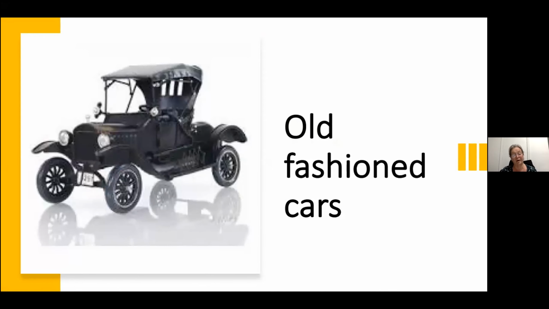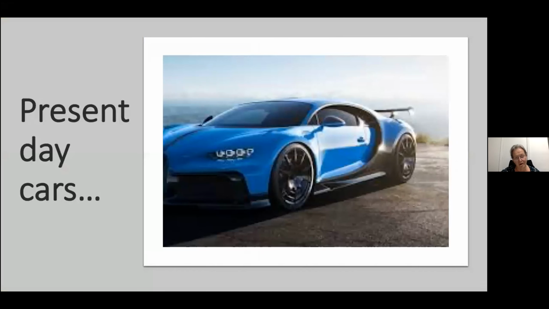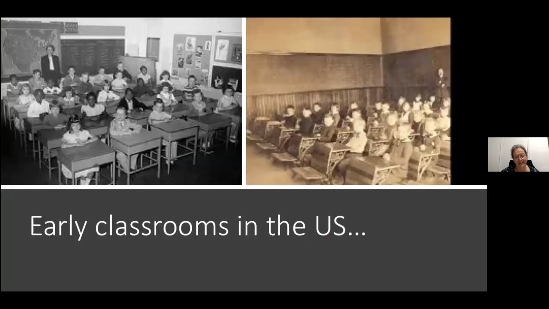Here's an old time car, and you can see it has wheels where you can actually see the axle, and the actual headlights were considered a huge accommodation and invention. And here's a present day car, and actually this car is considered to be the most expensive on the market. It does everything for you. If you find a parking space that is only 4 inches larger than the car, it will park the car for you. Here's an early classroom in the United States.